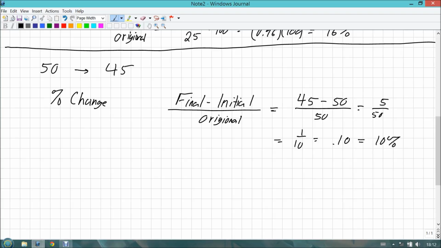However, we've got an error here, don't we? What's 45 minus 50? Well, 50 minus 45 is 5, but 45 minus 50 is negative 5. So this is negative 1/10. This is negative 0.10. This is minus 10%. This is a percent decrease. If it goes down, it's going to be a negative. If it goes up, it's going to be a positive. So when we see a negative 10% change to the number of students playing esports, we know that it went down by 10%.